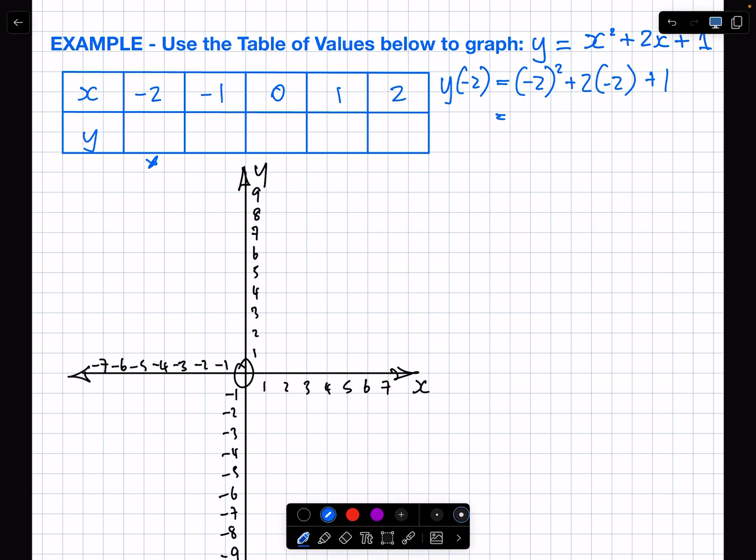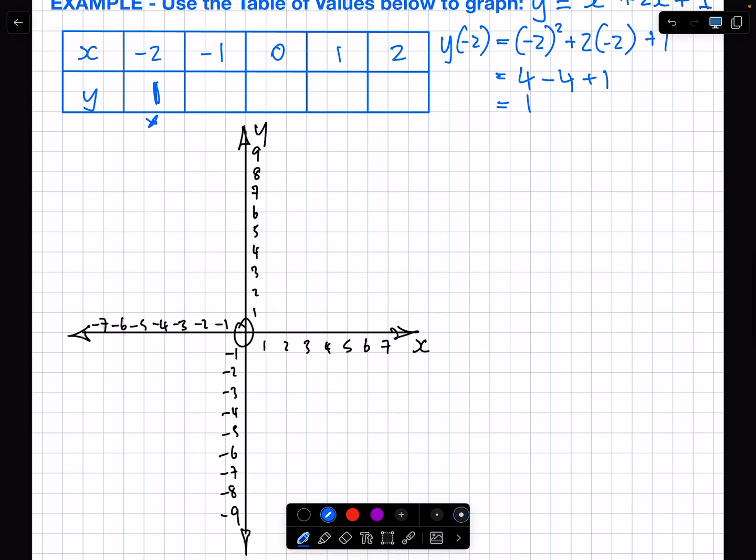Be careful with your negatives. Sorry? 4, good. Plus 2 lots of -2. Once again, be careful with your negatives. What happens when I times a 2 by -2? -4. And then the plus 1, there wasn't any working out there. So what is my answer to that? 4, take 4. 0, add 1 to it. What's the final? 1. So my first dot is at -2, 1.